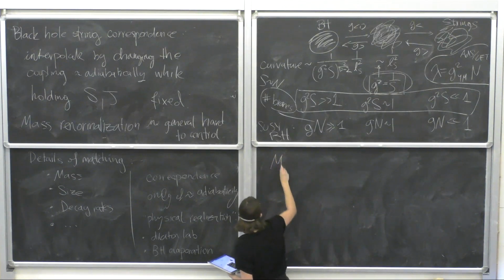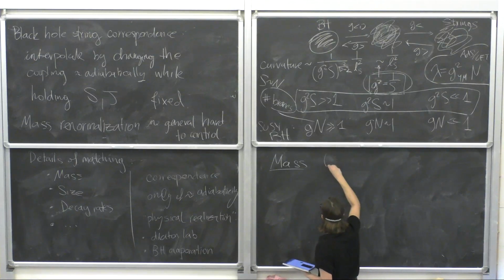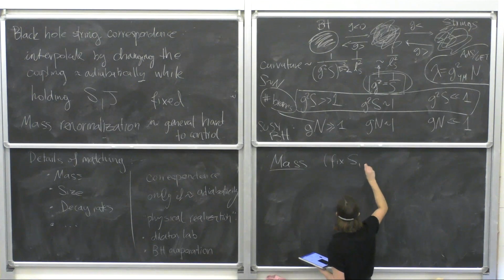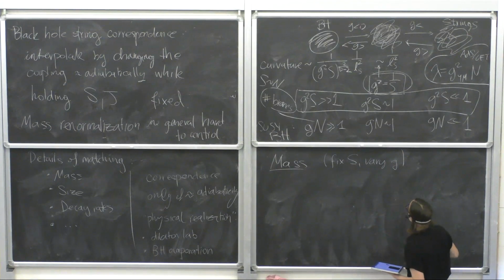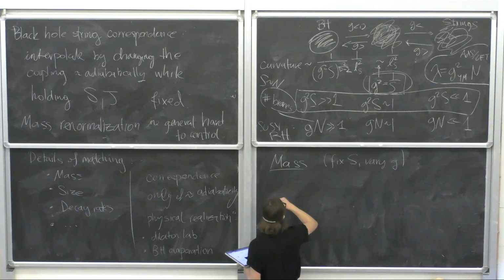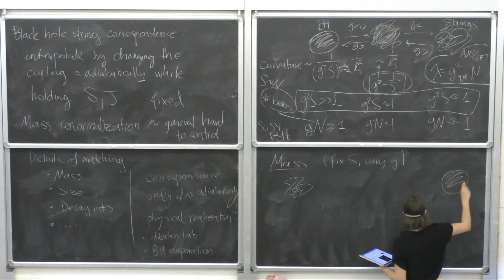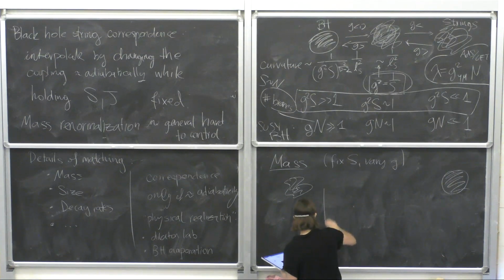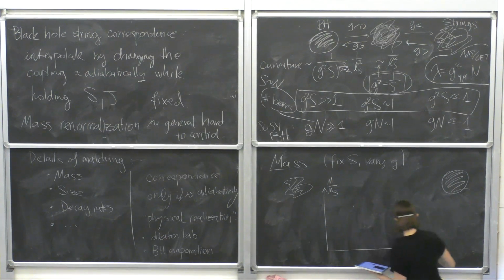So the first item is, let's look at the mass. Again, we fix S and we vary G. And so that means that the mass gets renormalized. Now I'm going to mirror this, so my string will be on the left and my black hole will be on the right, because I'm going to draw the following diagram. I'm going to write the mass in string units as a function of the coupling.